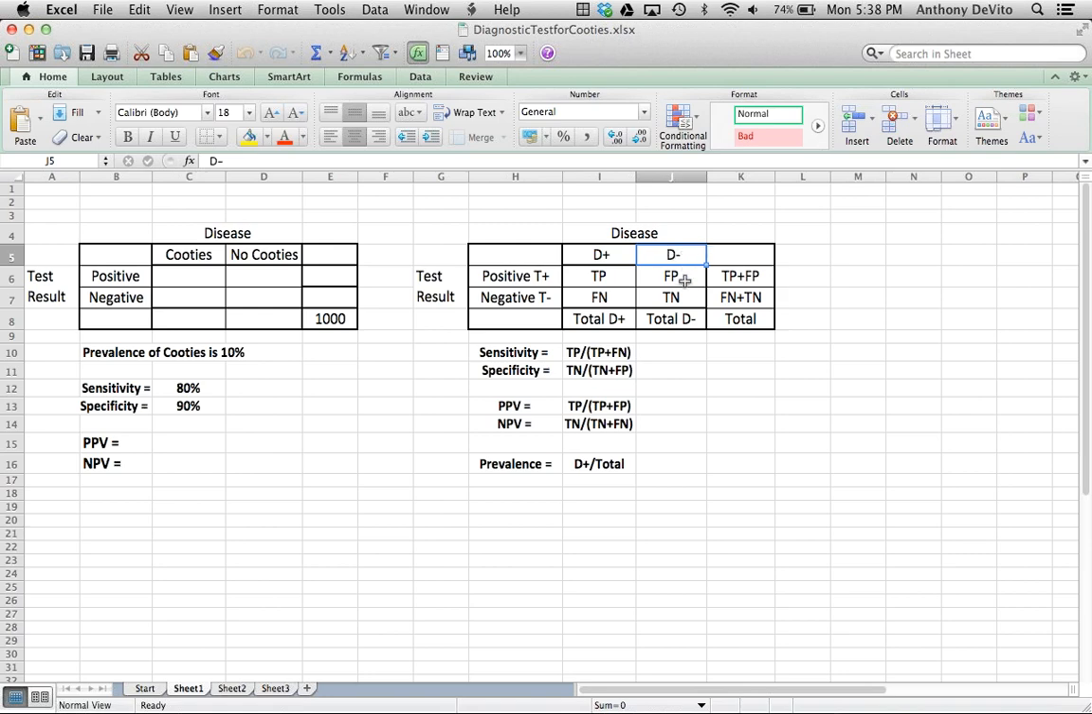Let's go over to people that don't have the disease. If they don't have the disease, you want them to test negative. That's a true negative. Anybody that's in that box is a true negative. Anybody that's in this box is a false positive. They tested positive, but they don't have the disease. They're in the column of people that don't have the disease. And then at the end here, we're just adding things up.